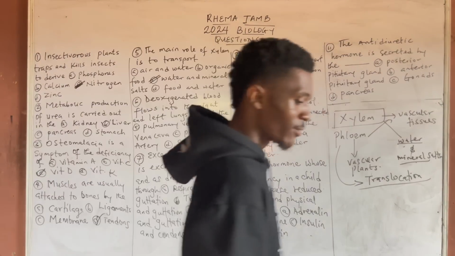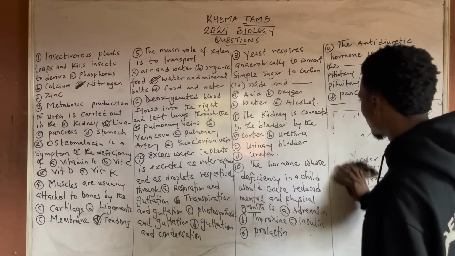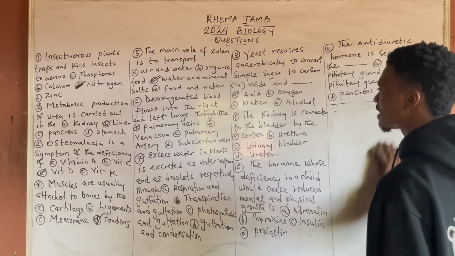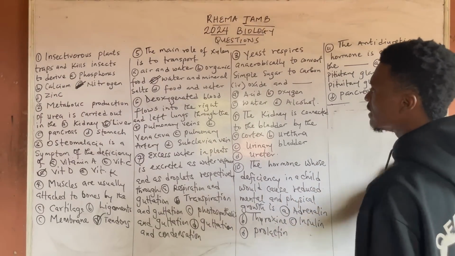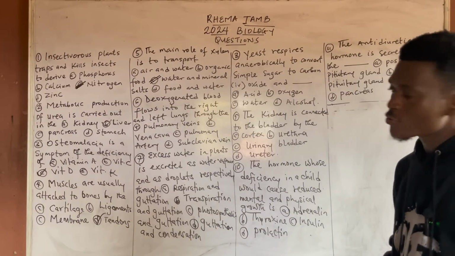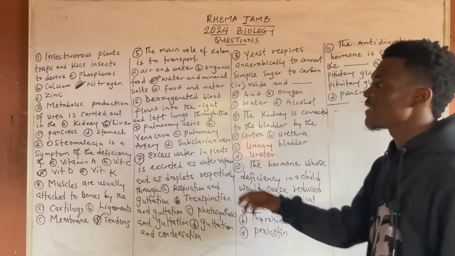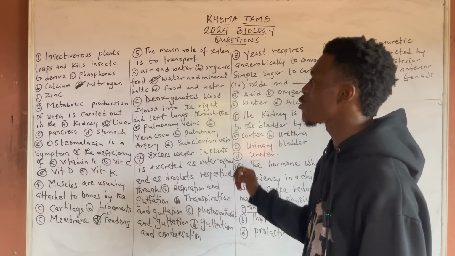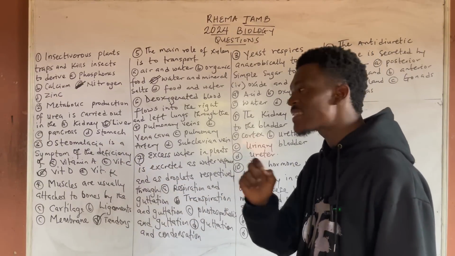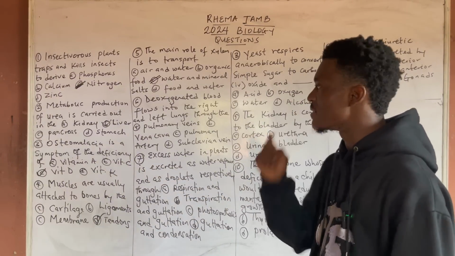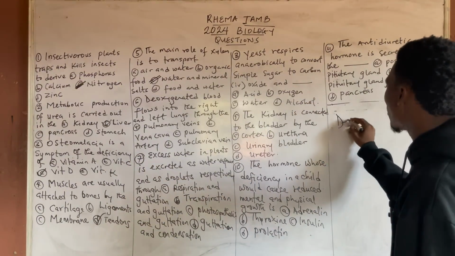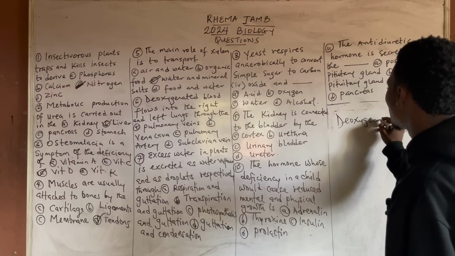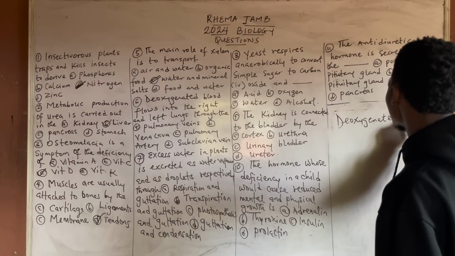Then let's see question 6. Deoxygenated blood flows into the right and left lungs through the dash. Now, when many students see a question like this, they will be tempted to pick any option that contains veins. And that is wrong, because their mindset is this: anything that has to do with deoxygenated blood should be connected with the veins.